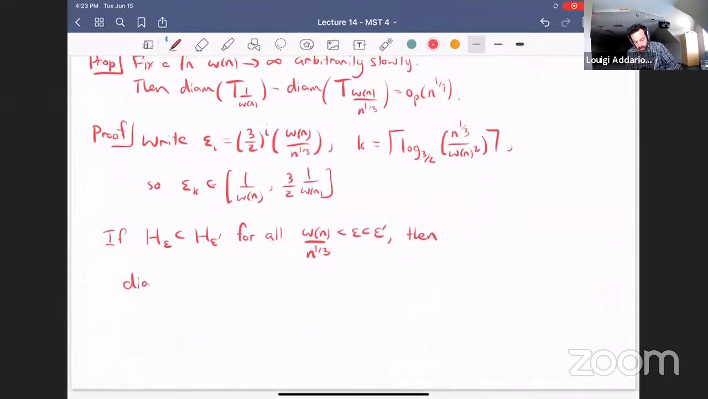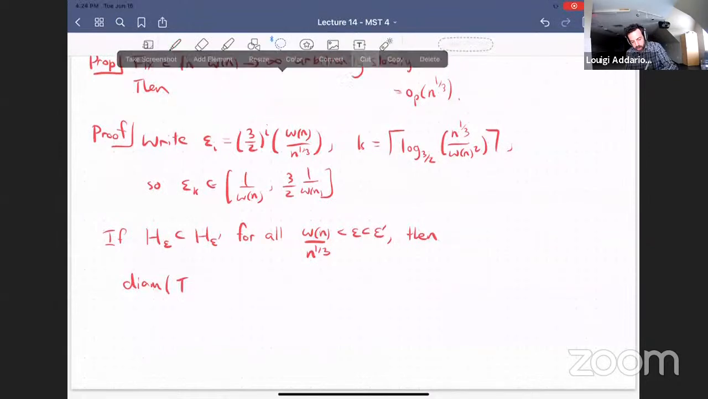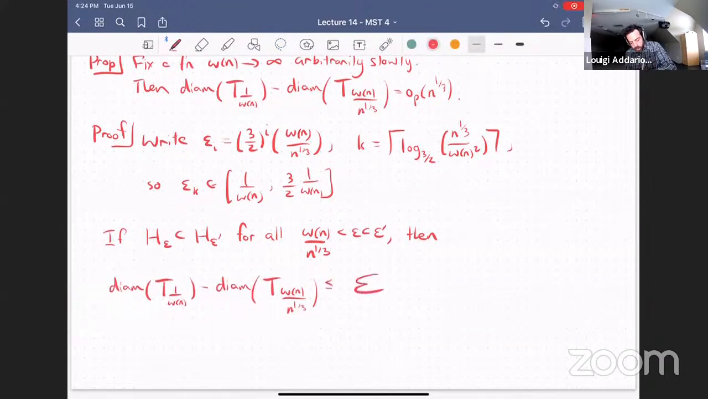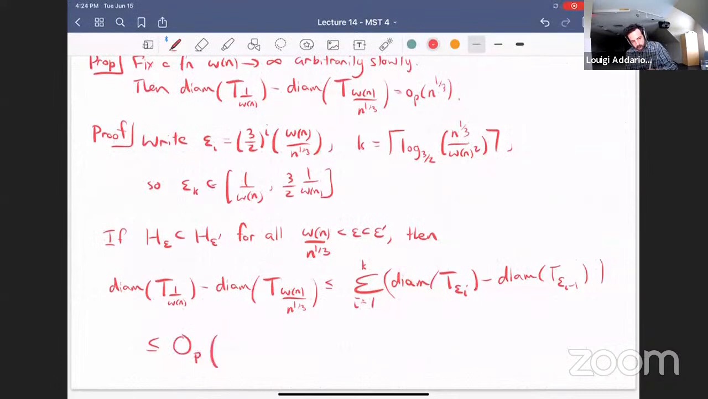Then the difference between these times, the difference that we're trying to bound, is going to be at most the sum from 1 to k of the diameter of t at time epsilon I minus the diameter at time epsilon I minus 1, which we now know is at most the sum for I from 1 to k of log of epsilon I cubed n over epsilon I.